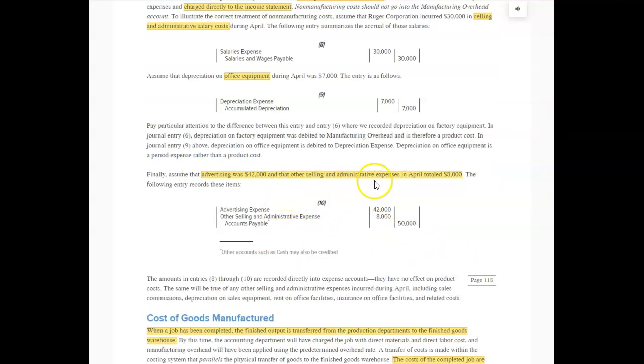Advertising and other various expenses we might have. Debit advertising expense, $42,000. Debit other selling and administrative expenses, it could be any number of items, $8,000. And accounts payable, or it could be cash, the credit, total of $50,000.